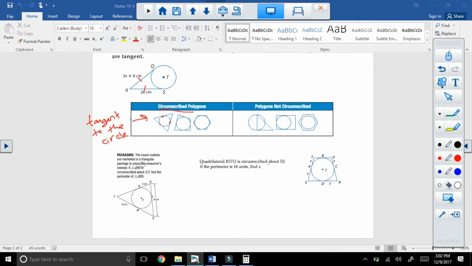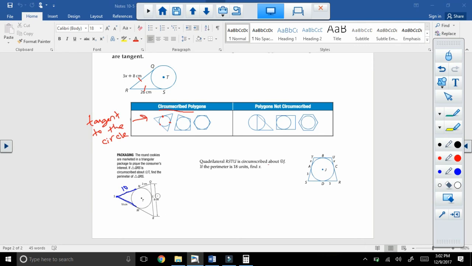And when I'm looking at this one, it says the round cookies are marketed in a triangular package to pique the customer's interest. If triangle QRS is circumscribed about T, find the perimeter of this triangle. So the first time you maybe look at this, you might think, well, I don't have enough information because I don't have all of the parts of the sides. But if you can remember that each point is equidistant when we have these tangent lines, that's going to help you solve this. So both of these are going to be 10.